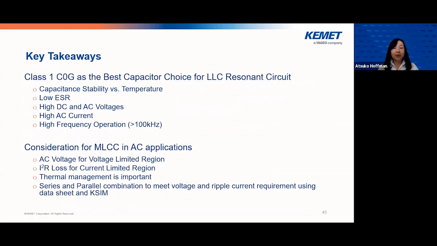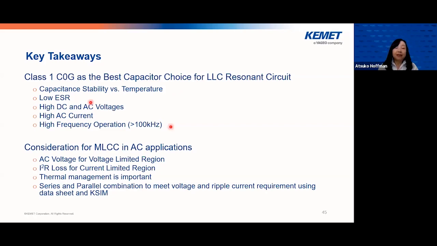We talked about a lot of things in this presentation, but as a summary, here are 2 takeaways. For the resonant circuit, we think that class 1 C0G is the best capacitor choice for those types of applications, because class 1 dielectric MLCC has capacitance stability versus temperature, low ESR, DC and AC voltage stability, high ripple current capability, and it can be operated at a very high frequency as well.